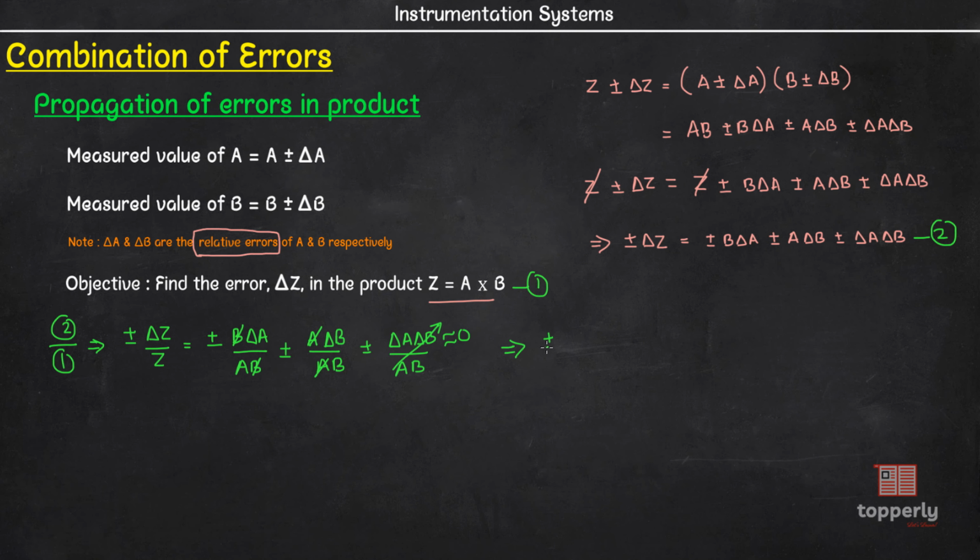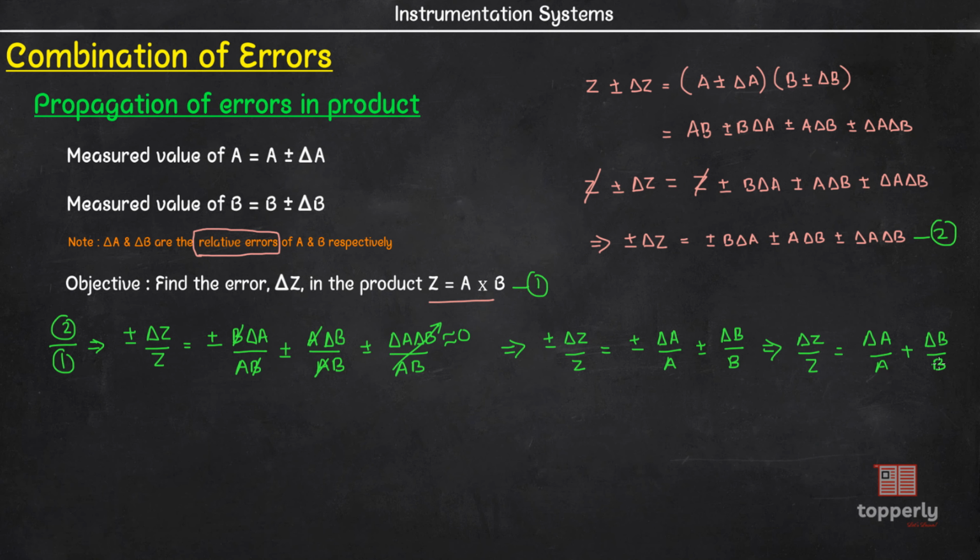This gives us plus or minus delta Z by Z is equal to plus or minus delta A by A plus or minus delta B by B, or delta Z by Z is equal to delta A by A plus delta B by B. Note that delta Z by Z, delta A by A and delta B by B are called the relative errors in Z, A and B respectively.